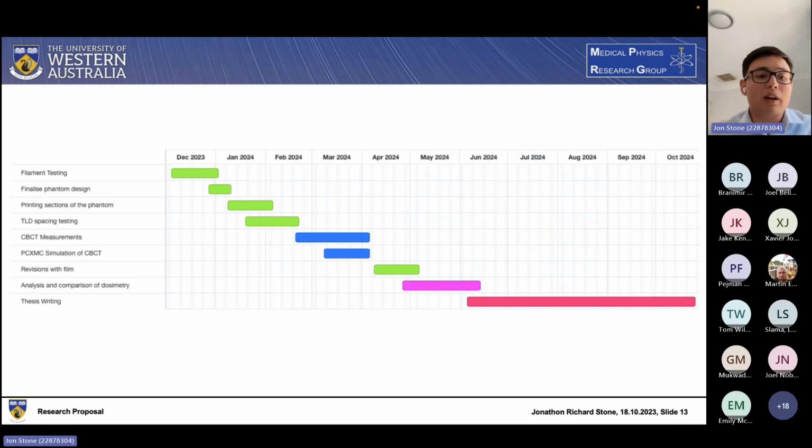And here's just my timeline of my study. So currently we've already completed some of the filament testing and some of the designing, but after that we'll need to do some actual measurements and then revisions and then proper analysis and finally my thesis writing.